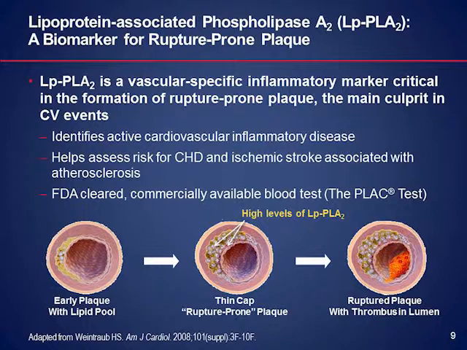And as we all know, rupture-prone plaque is the main culprit in causing a heart attack. So when one experiences a heart attack, one has a plaque which fissures, ruptures, and then a clot forms, and Lp-PLA2 is an integral part of that process. Lp-PLA2 is actually FDA cleared, and it's a commercially available blood test, and frankly, it's the only blood test available and approved for predicting both heart attack and stroke. It's known as the plaque test, or PLAC test.